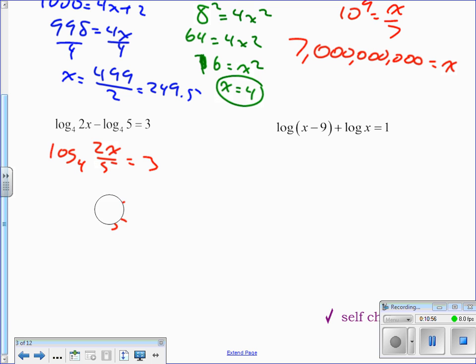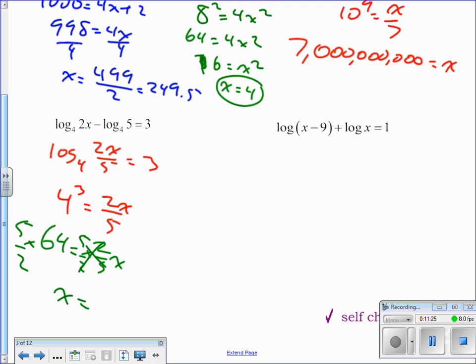Let's see if it works a little better this time. So 4 cubed is equal to 2x over 5. 4 cubed is 64. So I got 64 is equal to 2/5 x. To get rid of the 2/5, multiply by 5/2. Those cancel. I get x equals 2 goes into 64 32 times. 5 times 32 is 160. So x equals 160.